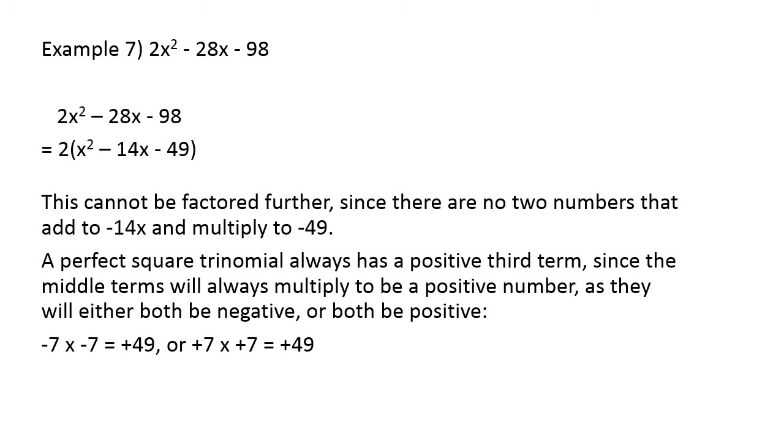A perfect square trinomial always has a positive third term, since the two numbers will always multiply to be a positive number, as they will either both be negative or both be positive. So you could have -7 and -7, which is what you need in this case to get to -14, and you would end up with positive 49 when you FOIL that out. Or you would have plus 7 to get a plus 14x, and then multiplying those two, again, you get positive 49. But you can never have a -49 here for a perfect square trinomial. So don't freak out if you can't factor this further on a test. You can just say to yourself, no, there are no two numbers that will multiply to -49 and add to -14.